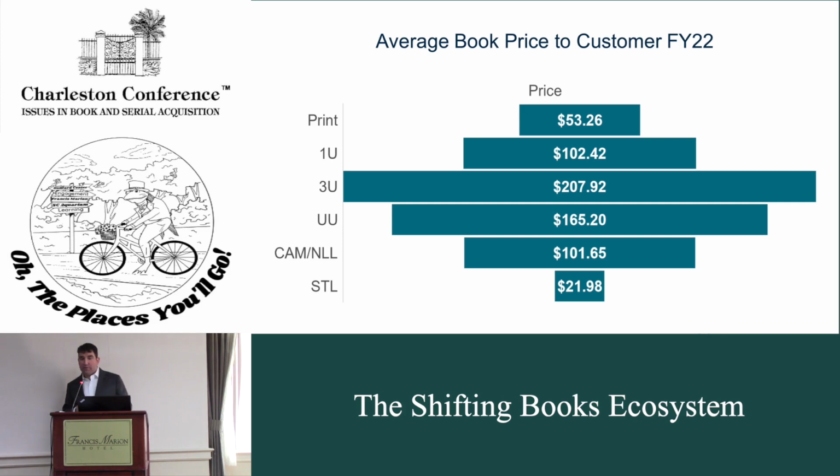The 1 user has been pretty stable. 3 user, I said there was a slide where we talk about this. You can see it's more than unlimited user. That does not make sense at first, but think about it. No textbooks are available in unlimited user for the most part. More expensive content, more unique content is typically available through 3 user. That's why we're seeing the higher average price to customer on that. And then the unlimited user price seems to fall right in there. And then as we talked about, nonlinear lending and STL has fallen off.